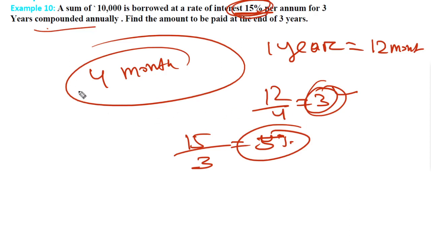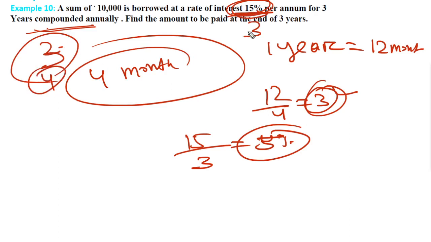According to the compounding, if it is being compounded 2 times, then you will have to divide by 2. If it is being compounded 3 times in a year, you have to divide by 3. If it is being compounded 4 times a year, then you have to divide the rate of interest by 4.